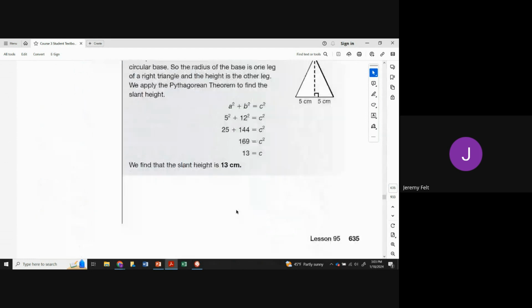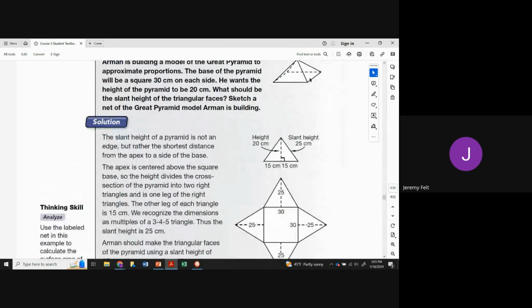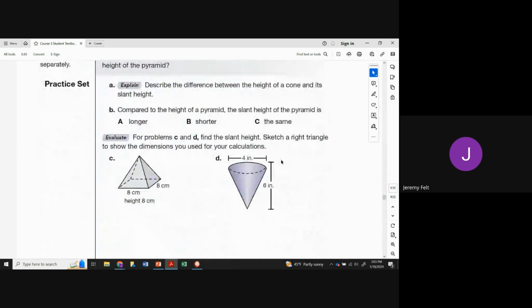So this was kind of a wordy example of finding the slant height of this pyramid. We know that it's a square at the base. We know the height of the pyramid, and in our cross section, that's the height of this triangle, but that's going to give us the slant height right here. So we have it in a right triangle. We use a squared plus b squared equals c squared.